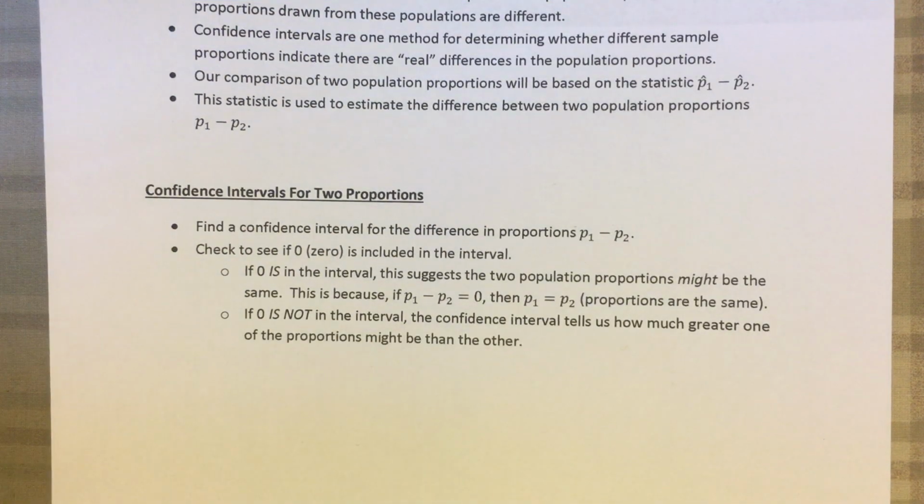If 0 is included in our interval, that suggests that our two population proportions might be the same. If 0 is not included in our interval, then the confidence interval tells us how much difference there is between these two values. So as we look through the problems in the next couple of pages and think about our interpretations, what we're checking for is whether or not 0 is included in our interval.